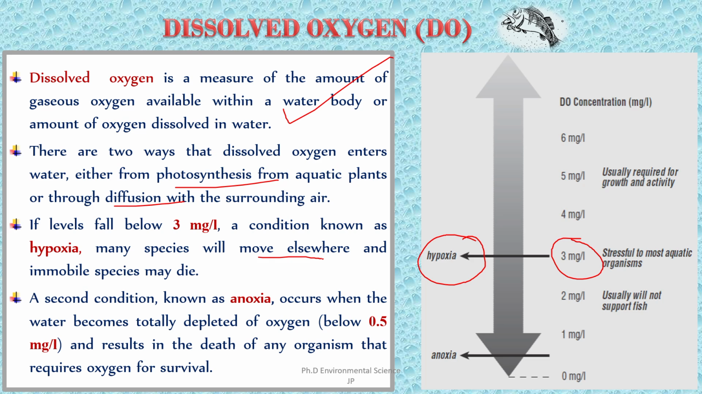Then second is anoxia. It is an extreme condition. It occurs when dissolved oxygen drops below 0.5 milligram per liter. In such conditions, oxygen-dependent organisms cannot survive, leading to widespread mortality among aquatic life. Adequate dissolved oxygen levels support diverse aquatic life, including fish, insects, and other organisms. Changes in dissolved oxygen can disrupt food webs and biodiversity.